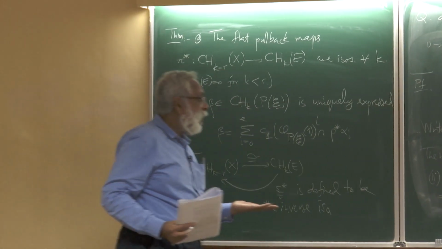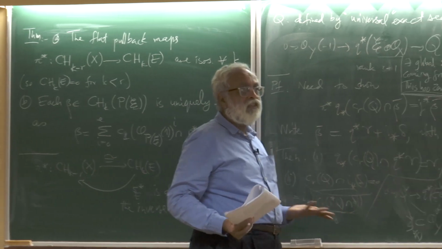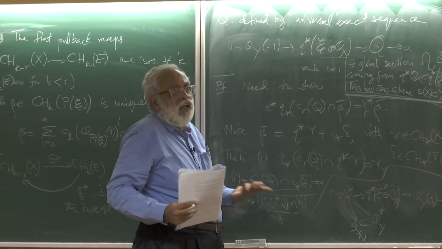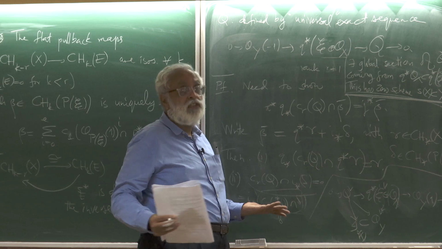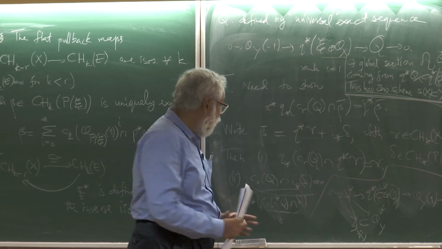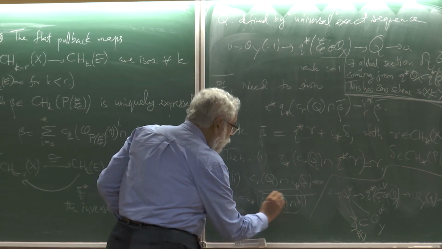So, if a vector bundle has rank R but it has a nowhere vanishing section, then it's like a vector bundle of rank R minus 1 as far as Chern class theory is concerned. So, CR is actually equal to 0. The Chern class itself is 0.